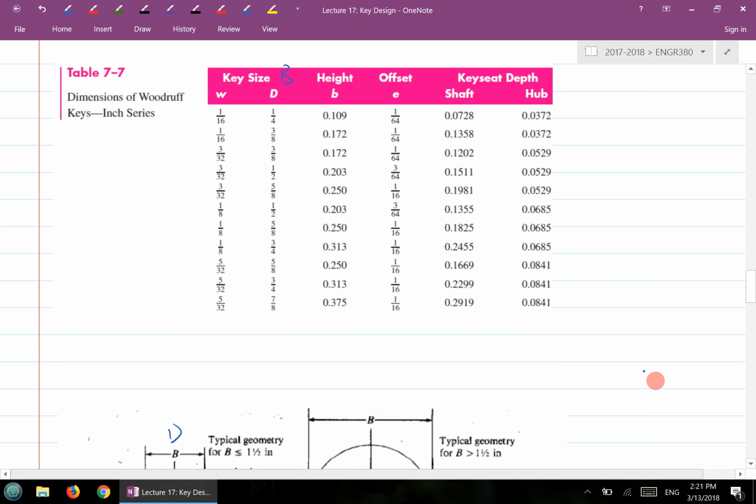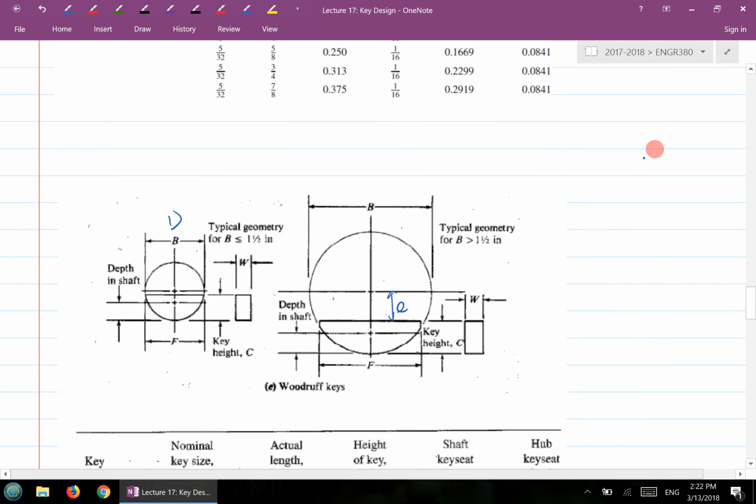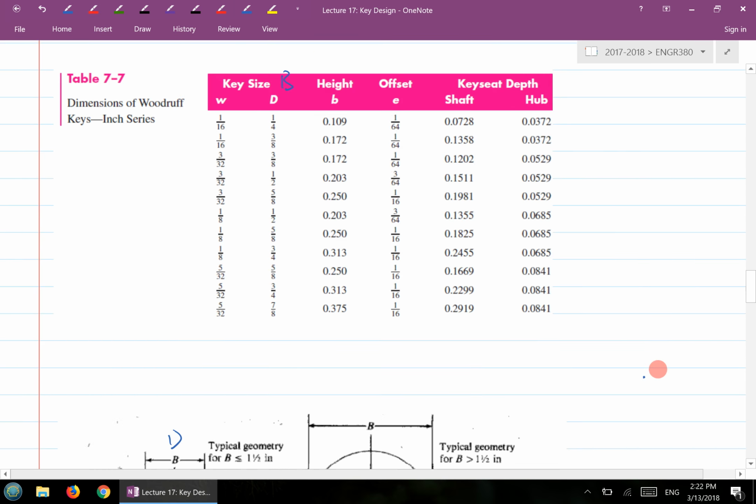And you have the height of the key and offset, and then also the key seat depths. How much is in the shaft? How much of the key is in the hub, right, of the Woodruff key? So as you can see, you have a key height and the depths in the shaft here.